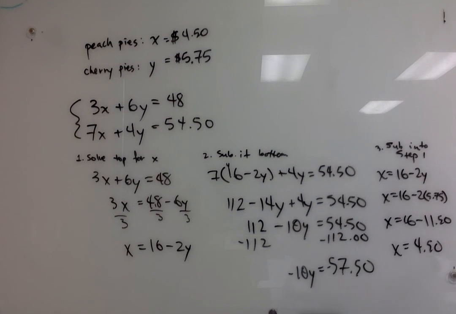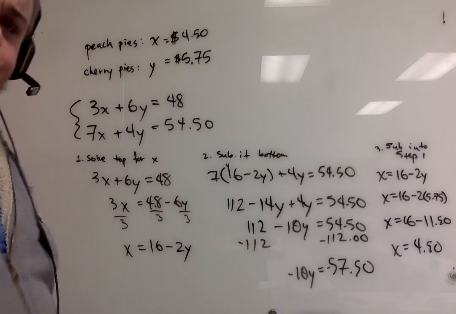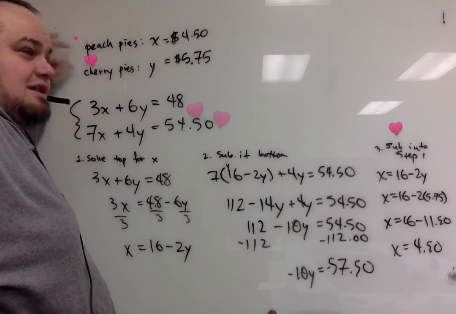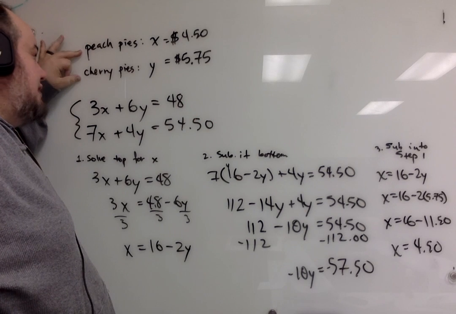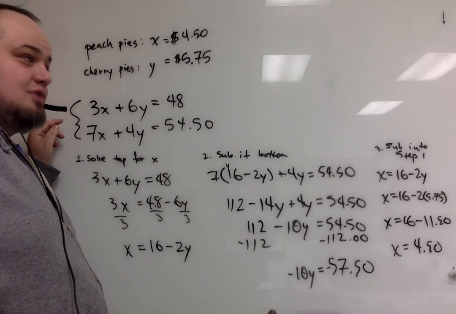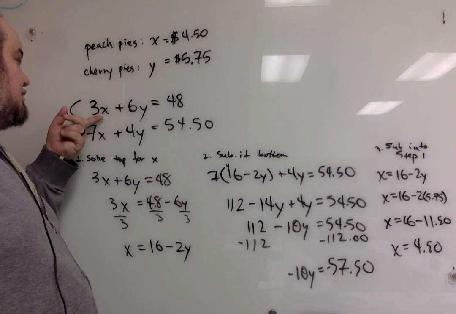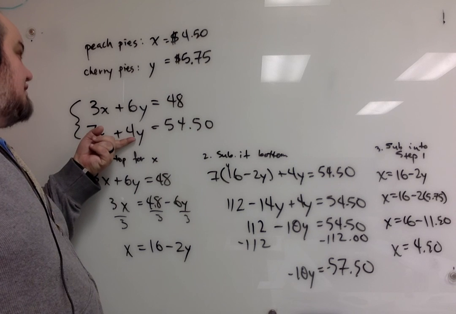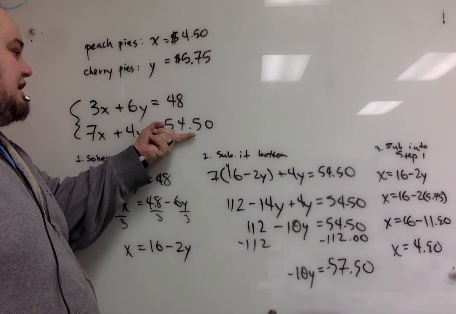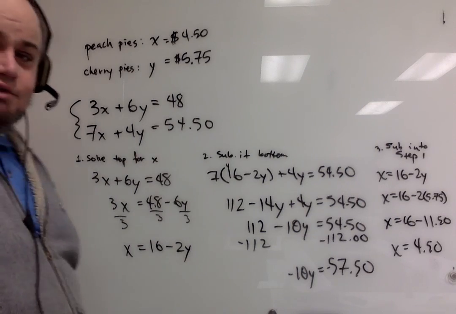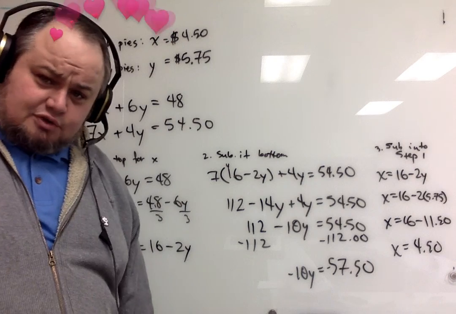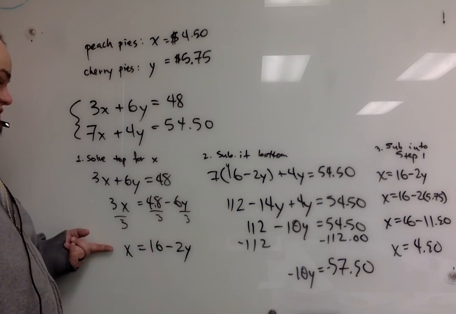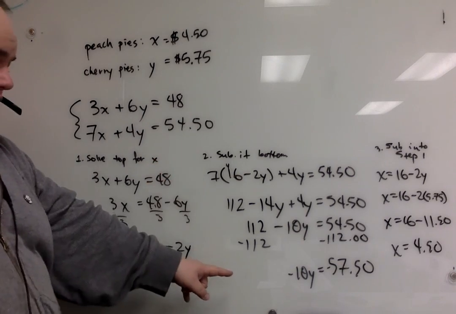So you can see this problem was a bit more complicated, but still very doable. Let's go through the steps one more time. First, we read the problem, then we set up our variables. We had two different things here, peach pies, cherry pies. We used the information in the problem to set up our equations. In this case, 3 peach pies, 6 cherry pies cost $48. 7 peach pies and 4 cherry pies is $54.50. You can use whichever method you like to solve. Here, I used the substitution method. So we solved for x, substituted into the other equation, solved that one.